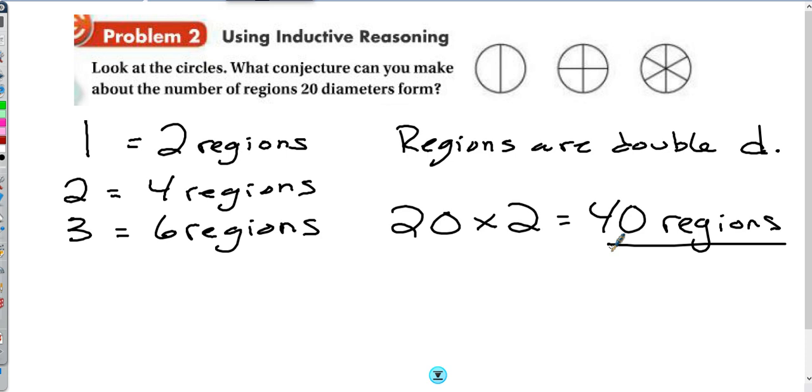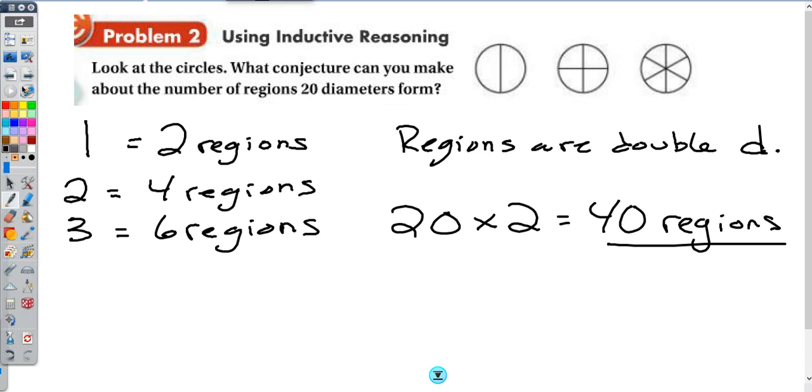Why did you put double D? Regions are double D, where D represents diameter. Does that make sense? I thought you meant to double the diameter. Yes. Does that make sense? Okay, you're going to try one next.